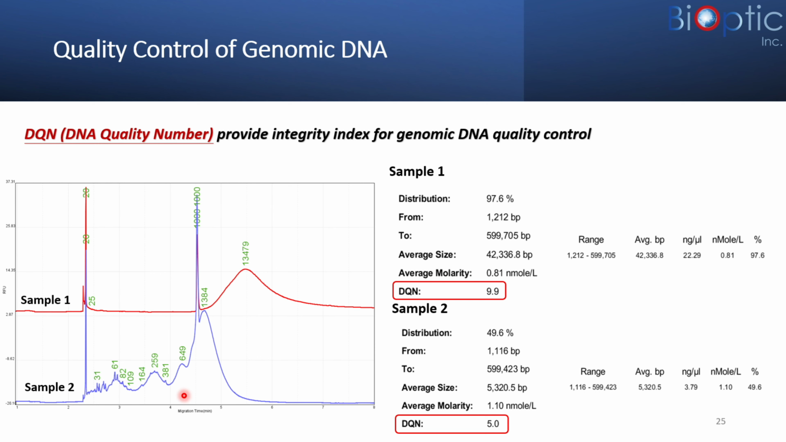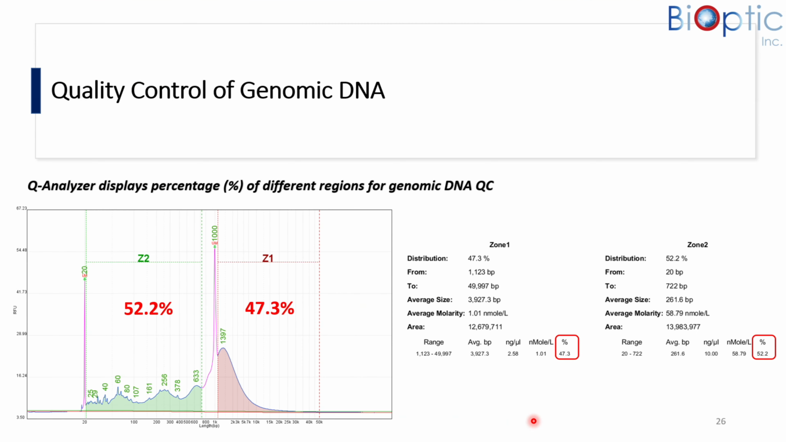After analyzing the genomic DNA on the QSAP platform, QSAP can automatically calculate the average size of the genomic DNA as well as provide the DNA quality number, the DQN number, as the integrity index for genomic DNA quality control. The DQN number is from 1 to 10. When the genomic DNA is degraded, the DQN will be lower, as in sample 2, compared to intact genomic DNA.